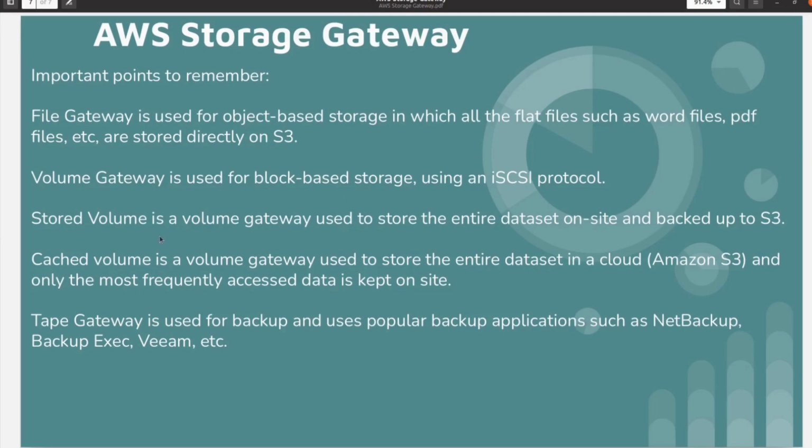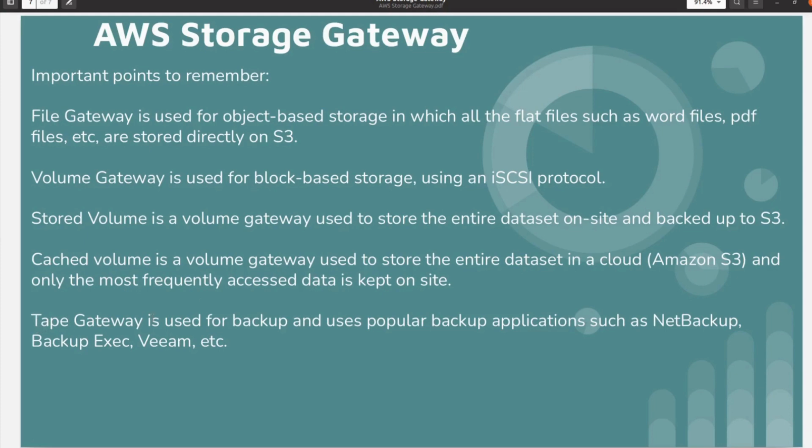A stored volume is a volume gateway used to store the entire dataset on site and back it up to S3. A cached volume is a volume gateway used to store the entire dataset in the cloud, Amazon S3, and only the most frequently accessed data is kept on site. Most frequently accessed data means whatever data the user is mostly looking for. That will be kept on site so it can serve the data quickly, save time, and give a better response to the end user.